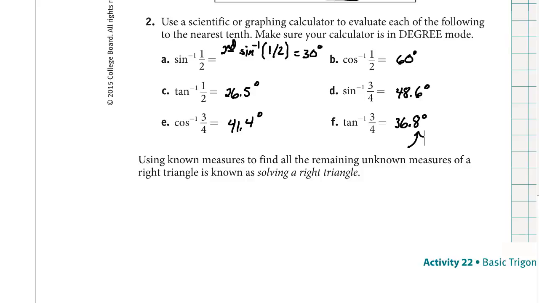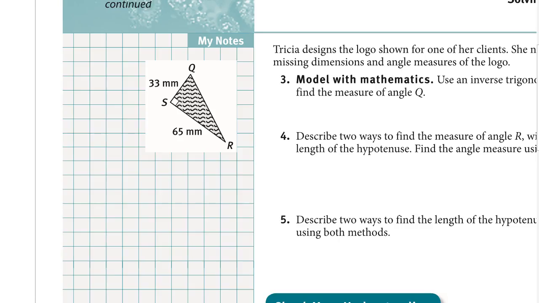Now that we know how to use trigonometry to find angle measurements in a triangle, we can learn a skill called solving a right triangle. Solving a right triangle means to figure out how long every side is and figure out the measure of every angle. Let's go to the next page and try this skill.